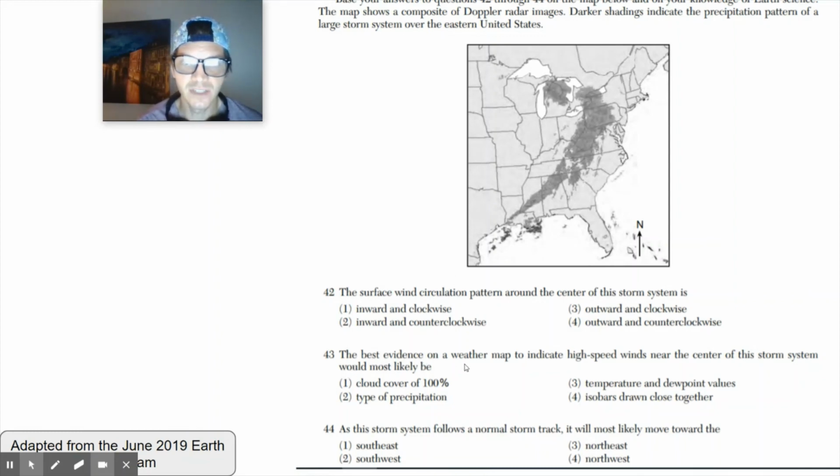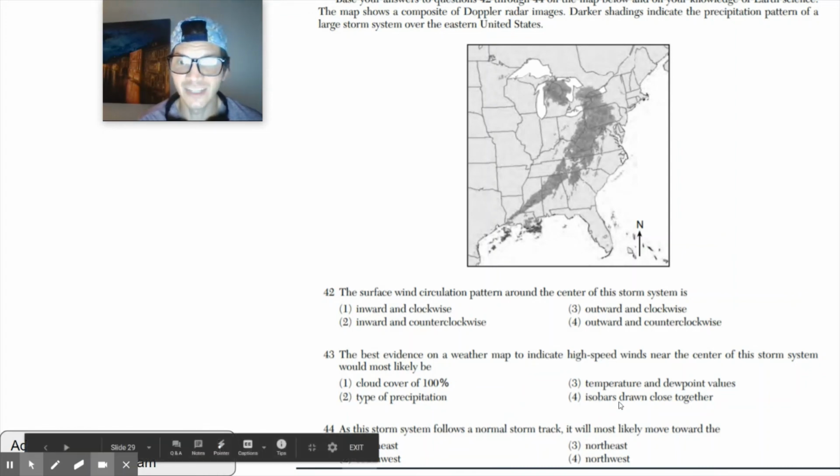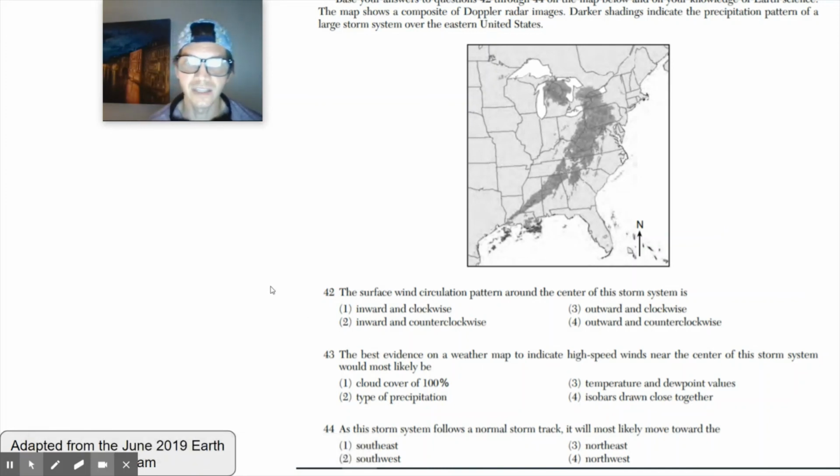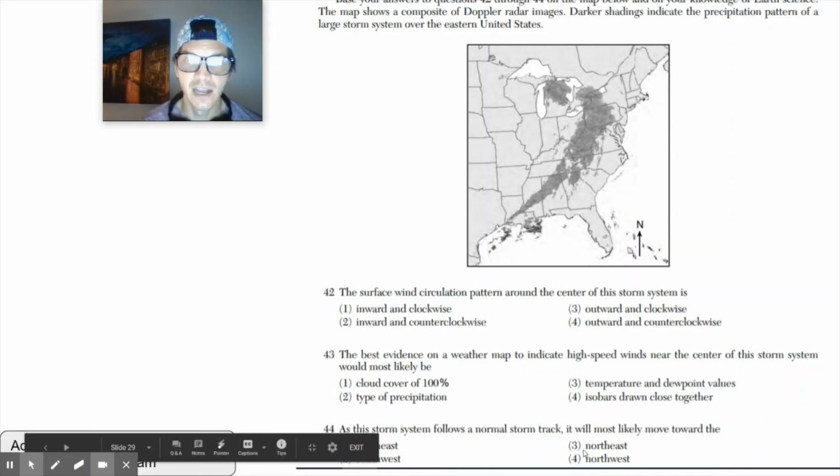43, the best evidence on a weather map to indicate high speeds. We already know that that would be isobars drawn close together. And lastly, if the storm follows a normal storm track, it will most likely move towards the, and we know that it usually moves towards the northeast. So we would expect it to move that way.